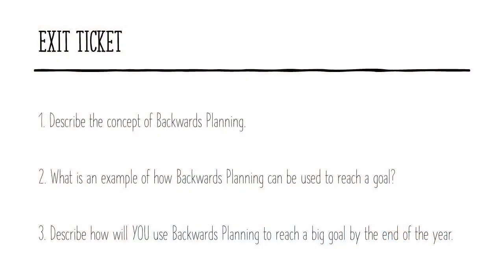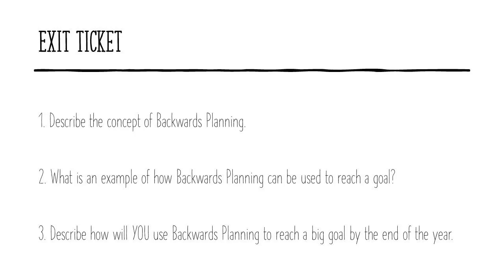That brings me to the exit ticket for today. For the exit ticket, we want you to describe what backwards planning is. So exactly what we just said: it's when you set a goal and you work backwards from the goal to create a plan of action. Then, what is an example of how backwards planning can be used to reach a goal? Well, I gave you the Home Alone example, an academic example, and an example about losing weight. So think about your own example of how backwards planning could work.